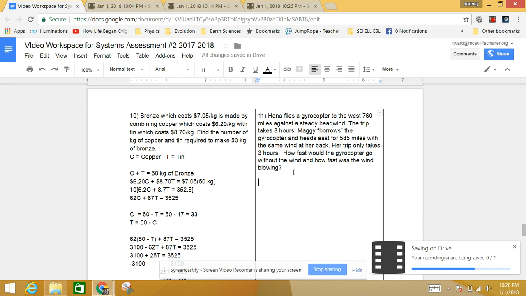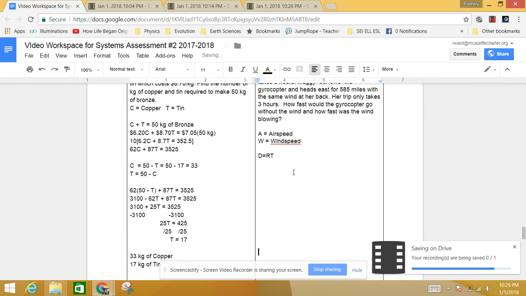So we're assuming the gyrocopter in still air without wind would go the same speed whether Maggie or Hannah is flying it. So we have an air speed of the gyrocopter, and we have a wind speed. All right, so this is a distance equals rate times time type problem. So we're going to take advantage of that.